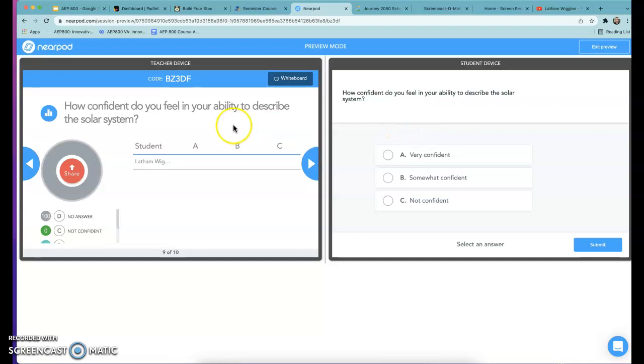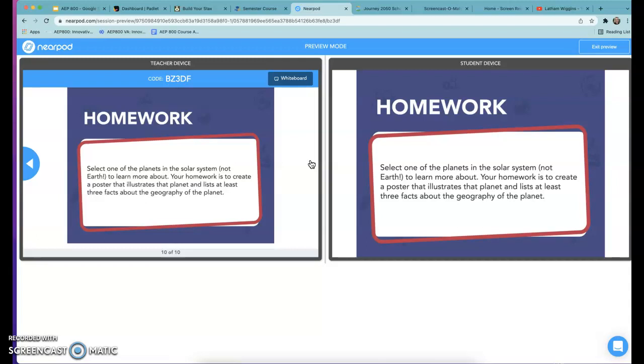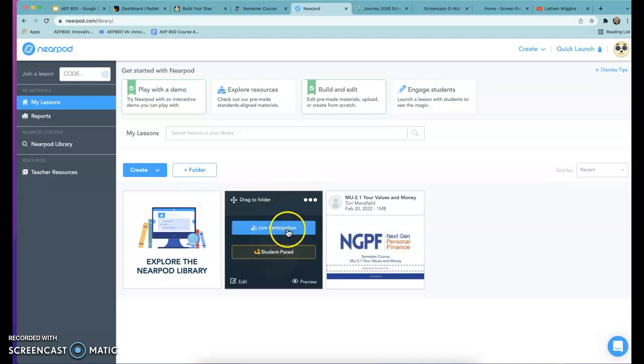Here's a poll. You can implement polls where you ask students how comfortable they are with the information that was presented to them. And then, for example, you can present the homework assignment at the end of your lecture. I think this is a really neat resource that utilizes a lot of things.